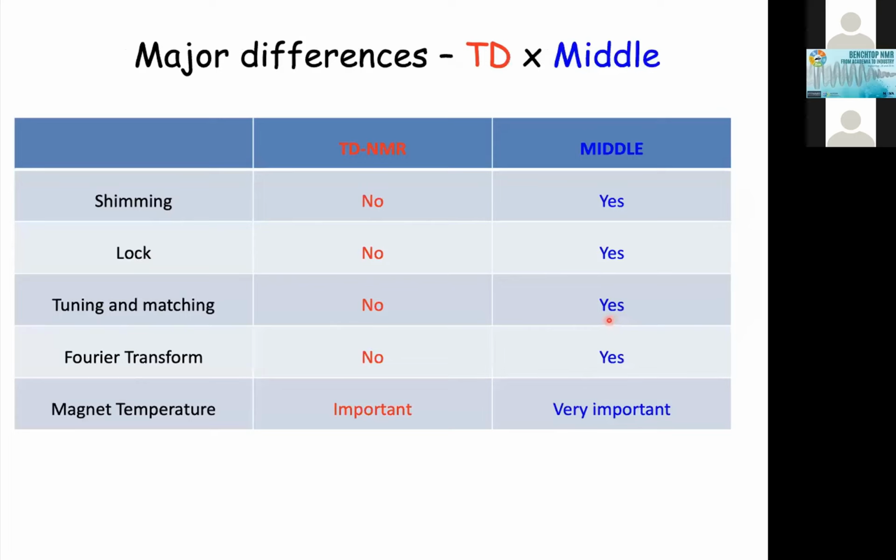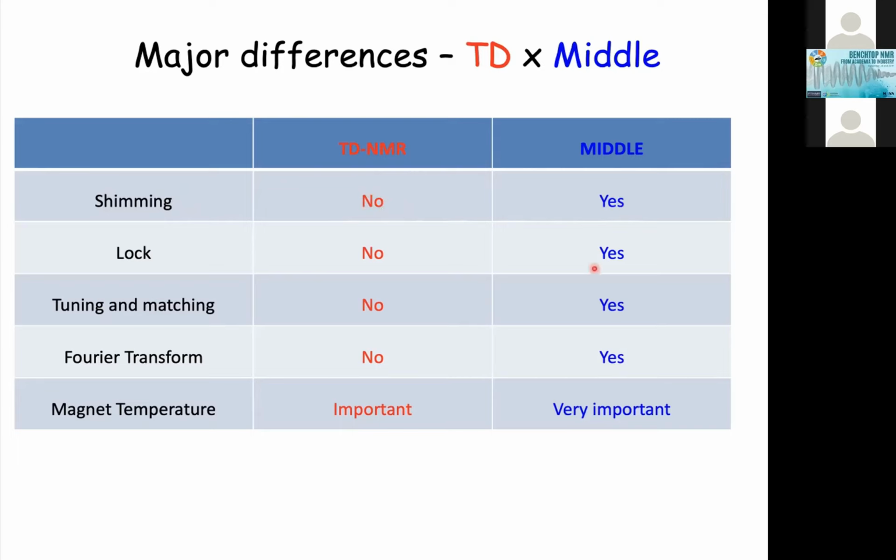What's the major difference between these two types of NMR instrument? Time domain NMR or low resolution NMR is a much simpler instrument. For example, we don't have to do shimming of the magnet, because normally it is done in the factory or just when you arrive at the lab the first time. You don't have to do it on a daily basis, like you have to do in middle resolution or in high resolution, because as I showed you, the magnetic field could be very inhomogeneous.